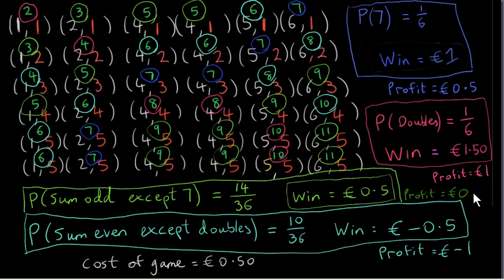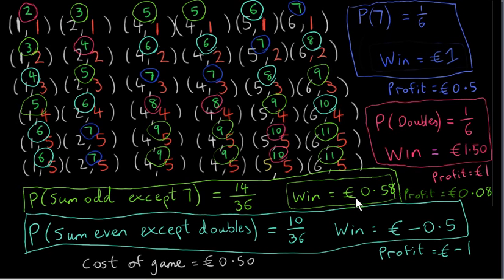So if we want a profit of 0.08 here, we would have to change this win to 0.5 plus 0.08. So we would have to have a win of 0.58 because the game costs 0.5 and 0.58 minus 0.5 is 0.08. So that's one way we could do it.